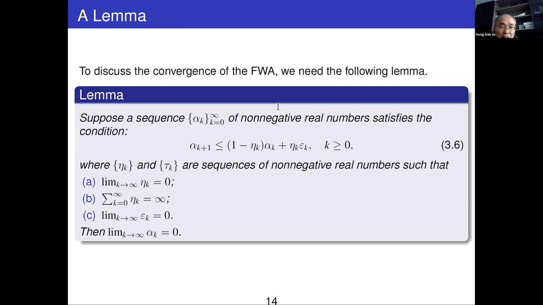Now I need some tools to prove convergence. This is a lemma, well known, I think it is quite well known. If a non-negative sequence alpha k satisfies the inequality 6.3.6, where I assume three conditions A, B, and C, then the conclusion is that alpha k goes to zero. So in order to prove a sequence alpha k converges to zero, you just need to check whether it satisfies the inequality with the parameters beta k and epsilon k satisfying three conditions, and then that's it. This is very simple. Okay, now that's the convergence.